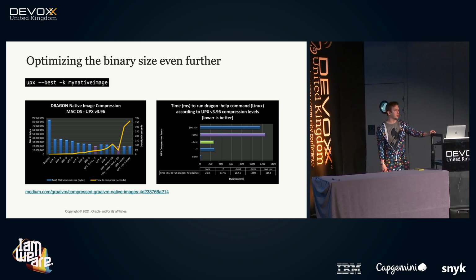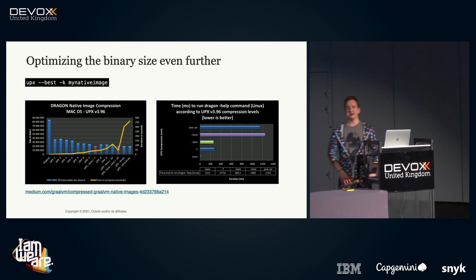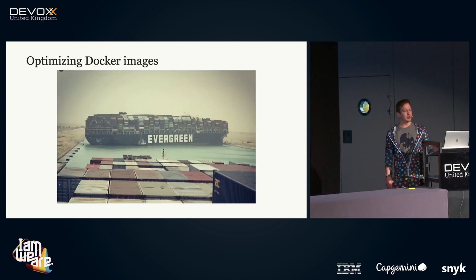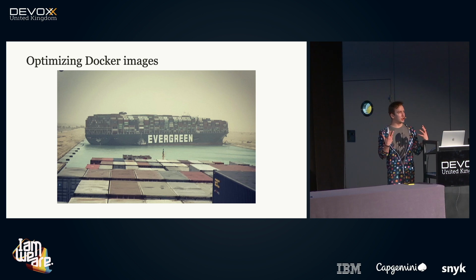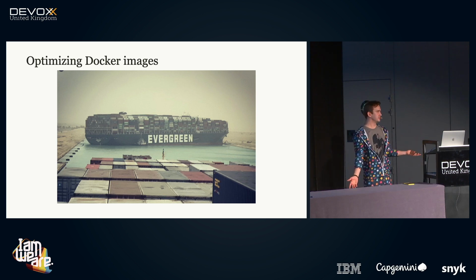I think that works for Linux only, but this is where we deploy our applications anyhow. So you might want to see whether that works for you or not. But you can compress things. And besides compressing just the binary, you also want to optimize your image, because you're going to deploy it in a container. Who are we kidding?